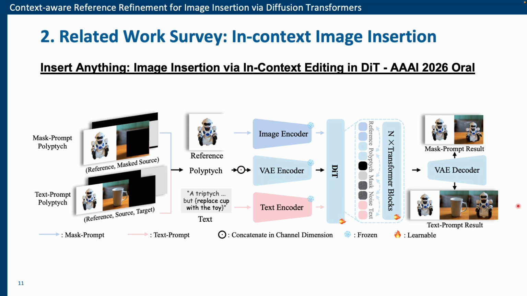A VAE encoder preserves image details, while CLIP or DINO provides semantic guidance depending on whether the prompt is image-based or text-based. The core model is a diffusion transformer, or DiT, which uses multimodal attention to combine image and text information during denoising. Finally, a VAE decoder reconstructs the final image. During inference, an adaptive cropping strategy helps preserve details for small inserted objects.